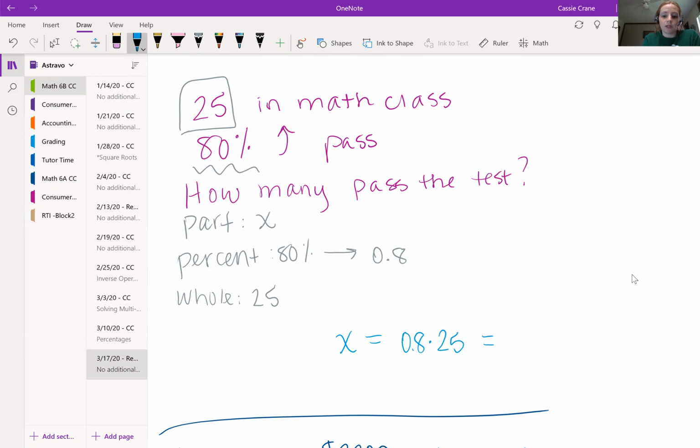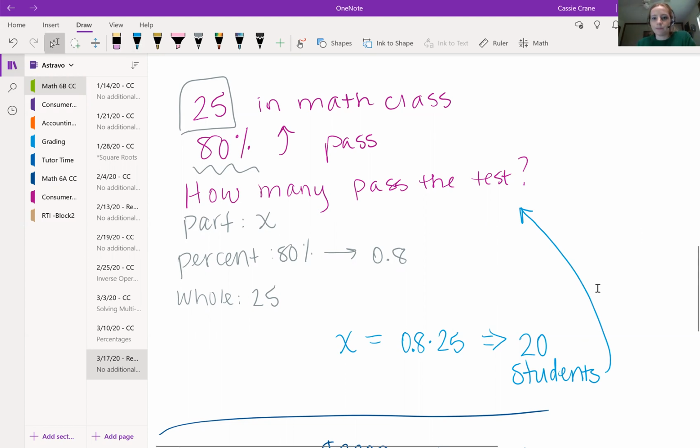So again, I can just simplify and multiply 0.8 times 25, and that's going to give me 20. But since this is an application problem, I want to revisit this answer and put it in terms of the question. My question was, how many students passed the test? So my answer is 20 students passed the test.